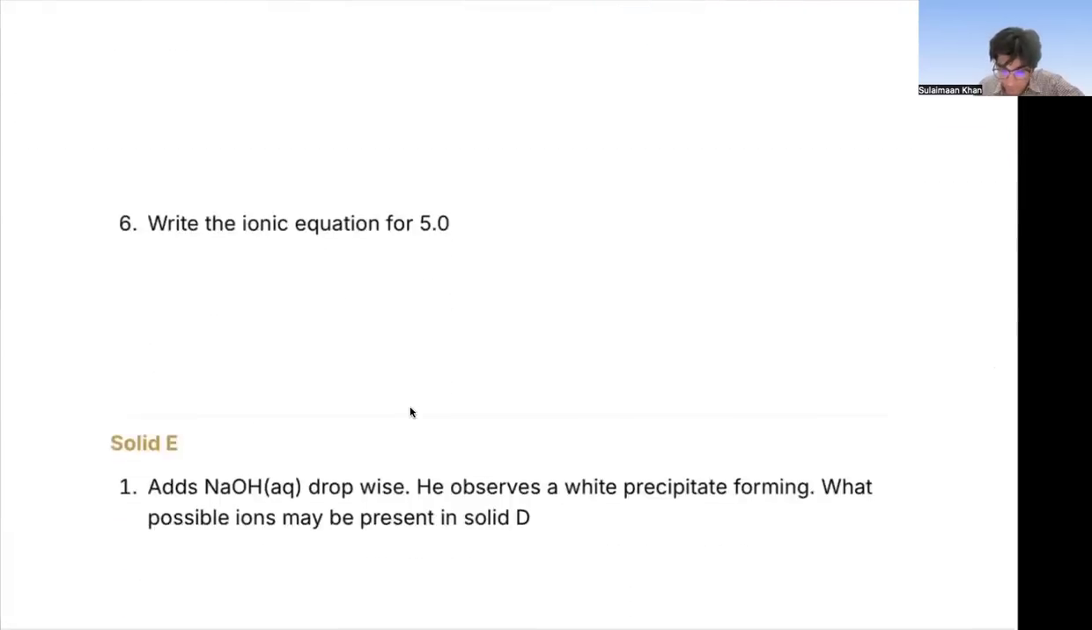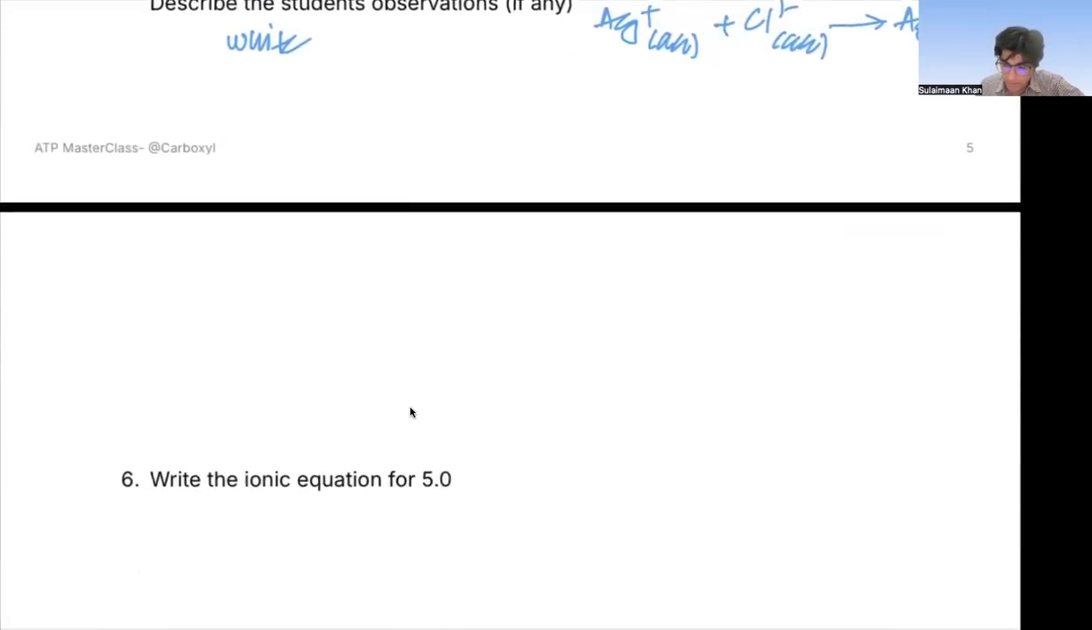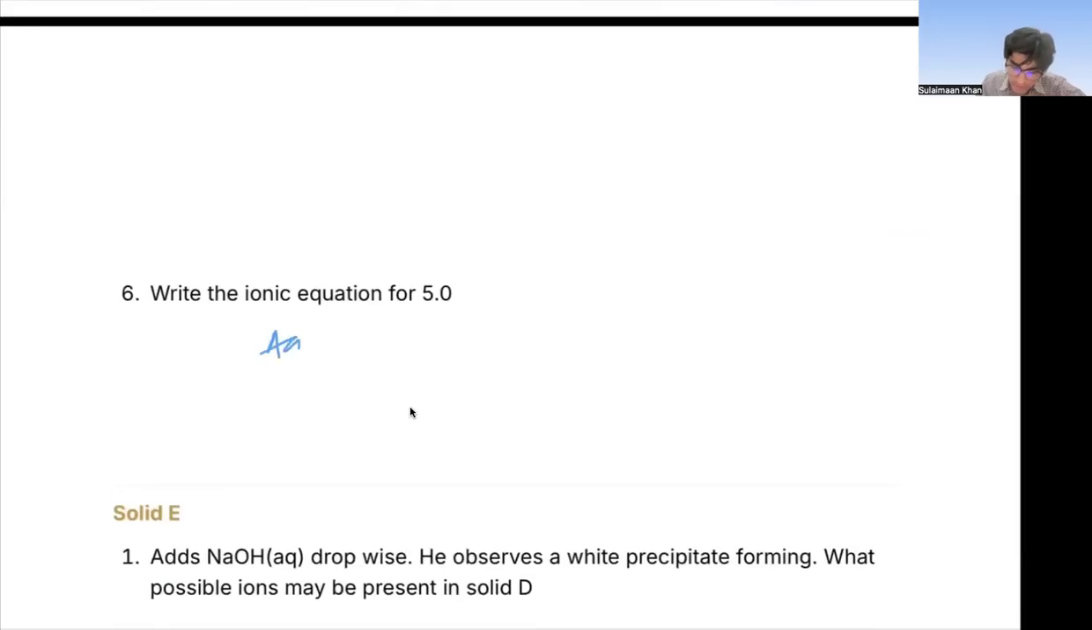Okay. Write the ionic equation for 5.0. I've already written it. What is the ionic equation? The silver ion comes into contact with the chloride ion, gives me silver chloride.